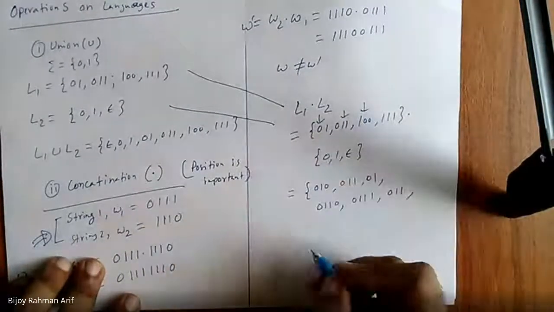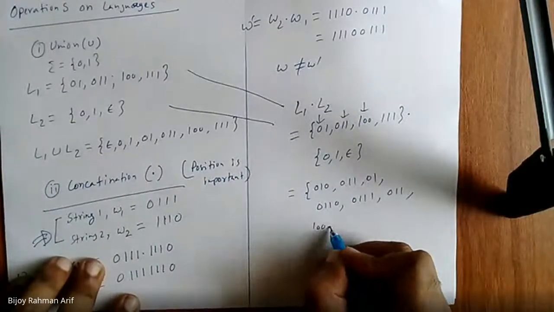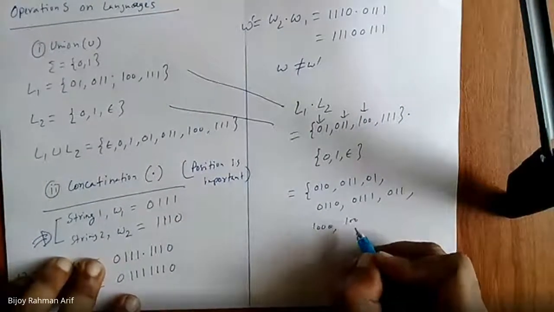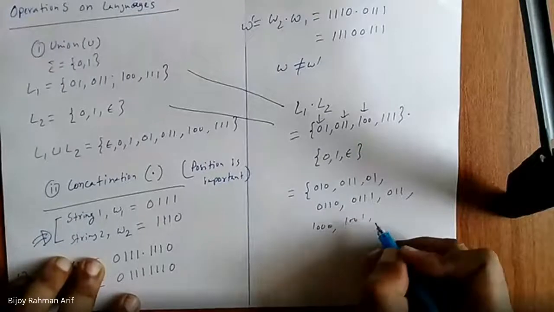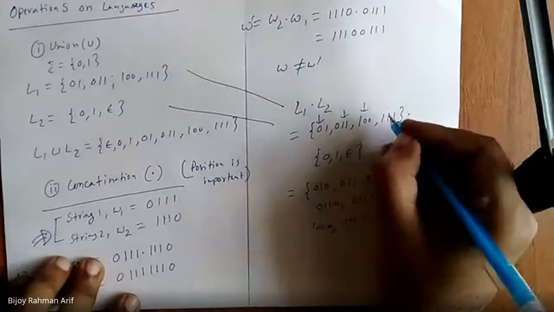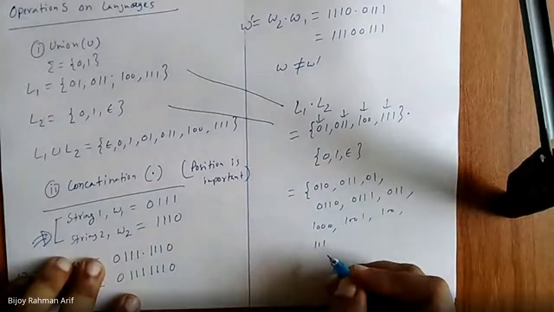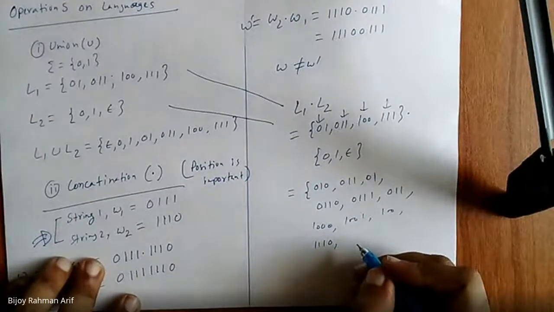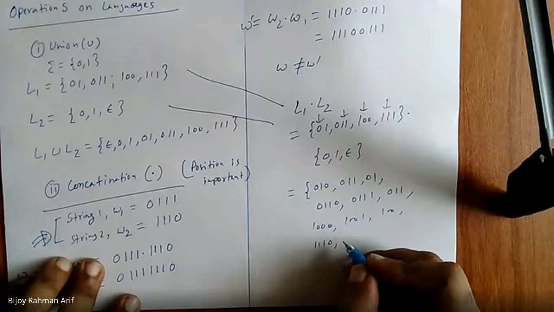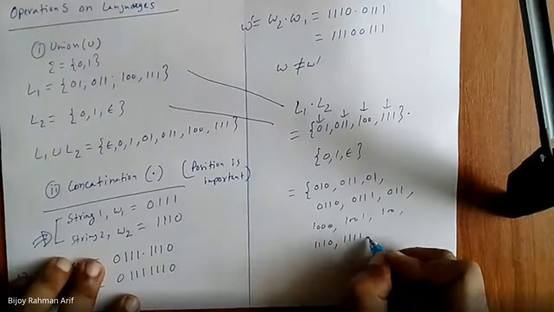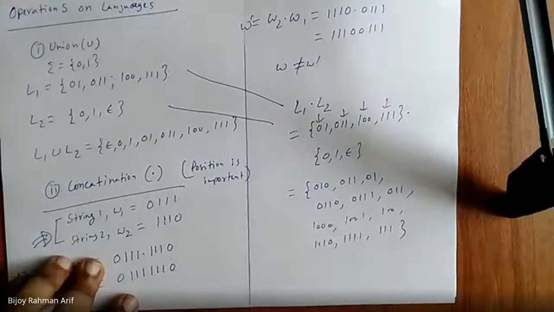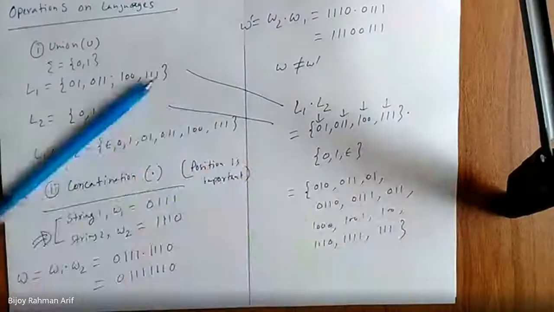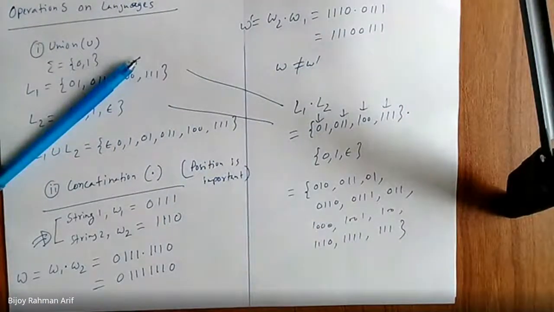Then I will take this one, 100, and get 1000, 1001, then 100. This is like a Cartesian product. Then 110, 1111, 111. Done. So this is the concatenation of two languages. Did you get it? Yes, sir. Again, please remember.